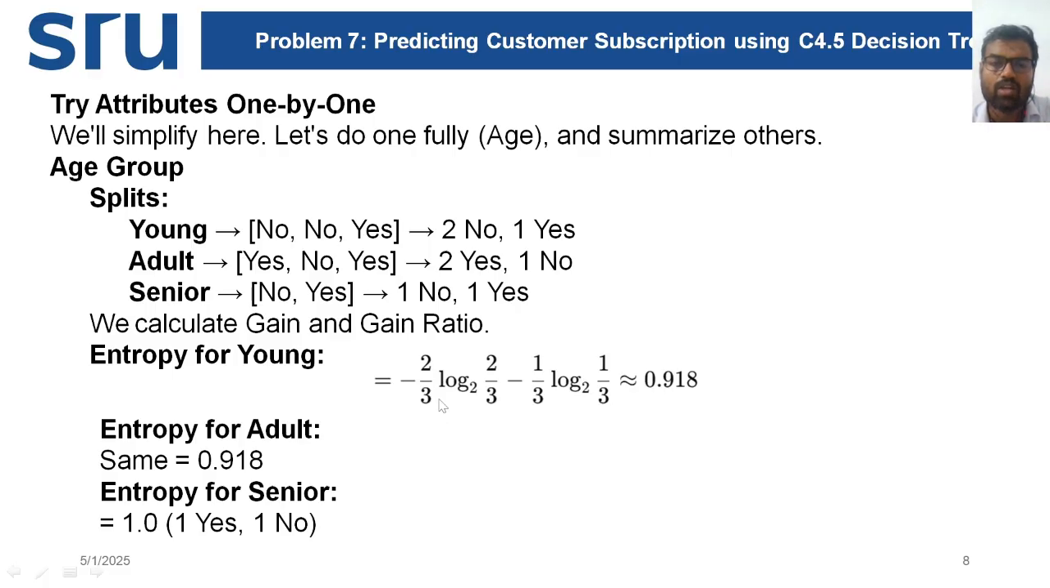Entropy for young: 2 by 3 log 2 by 3 minus 1 by 3 log 1 by 3. We get nearly 0.918, but not good. Entropy for adult is the same, 2 by 3, the same value. But entropy for senior, with 2 records, is 1 by 2 log 1 by 2 minus 1 by 2 log 1 by 2, base 2. That is going to be calculated.